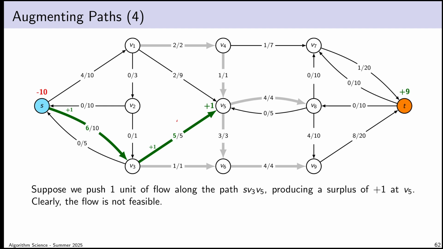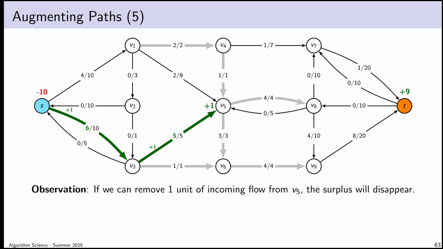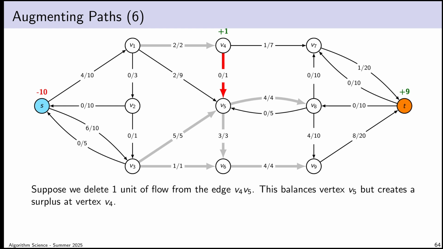Really, I could just say to anybody sending flow to vertex V5, hey, don't send me 1 more unit of flow. So I could say, hey, V3, I don't want your 1 unit of flow. That's one option. But I could also say that to V4. I could tell V4 to take back this 1 unit of flow. If I do that, the surplus at V5 will go away. If I can remove 1 incoming unit of flow from V5, the surplus disappears. So one option would be to tell V4, hey, take your 1 unit of flow back.